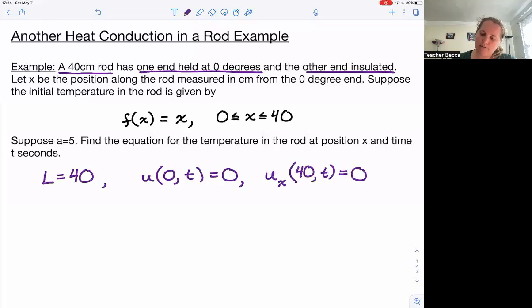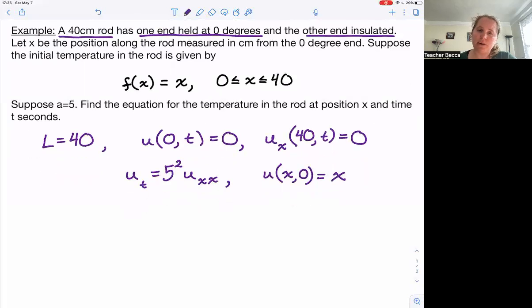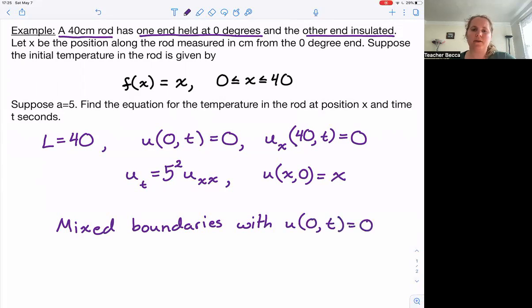We have A equals 5, so our differential equation is the first partial with respect to T is equal to 5 squared times the second partial with respect to X of U. And then we have U of X, 0 is X. So anytime we have the mixed boundaries, with U of 0, T equaling 0, this means that we are in our mixed Fourier sine case.